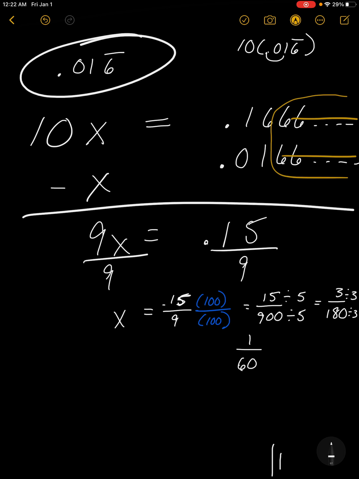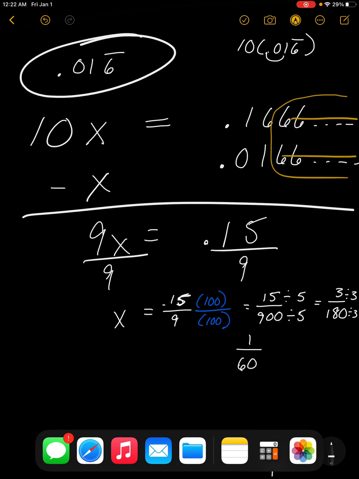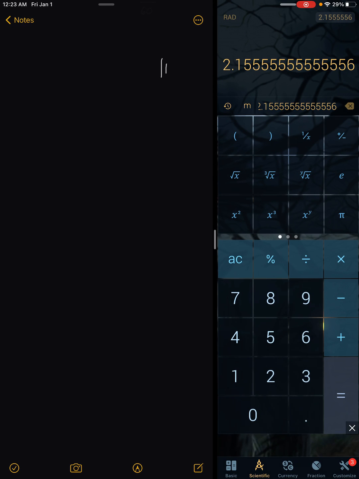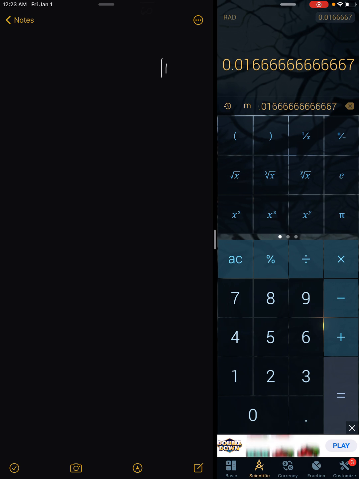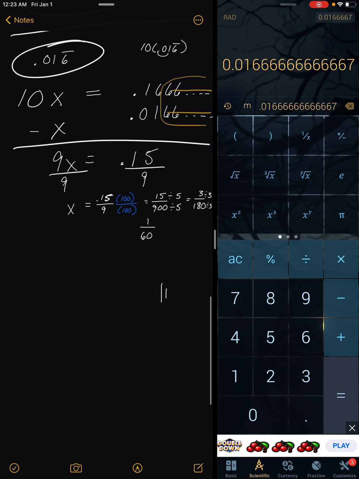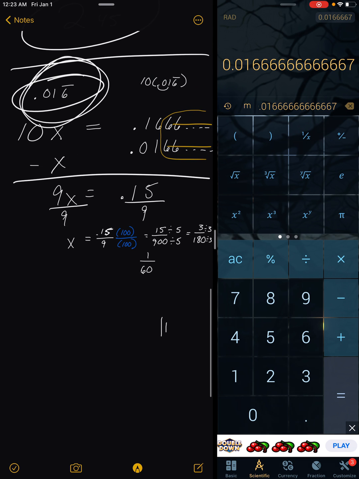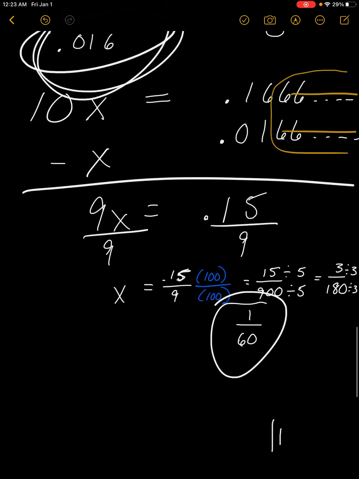So let's see what 1/60th is. If I can. Here we go. Okay, 1 divided by 60. And there it is, 0.01 with a repeating 6. And that was our original decimal. So we're definitely good with 1/60th. Okay, one more.